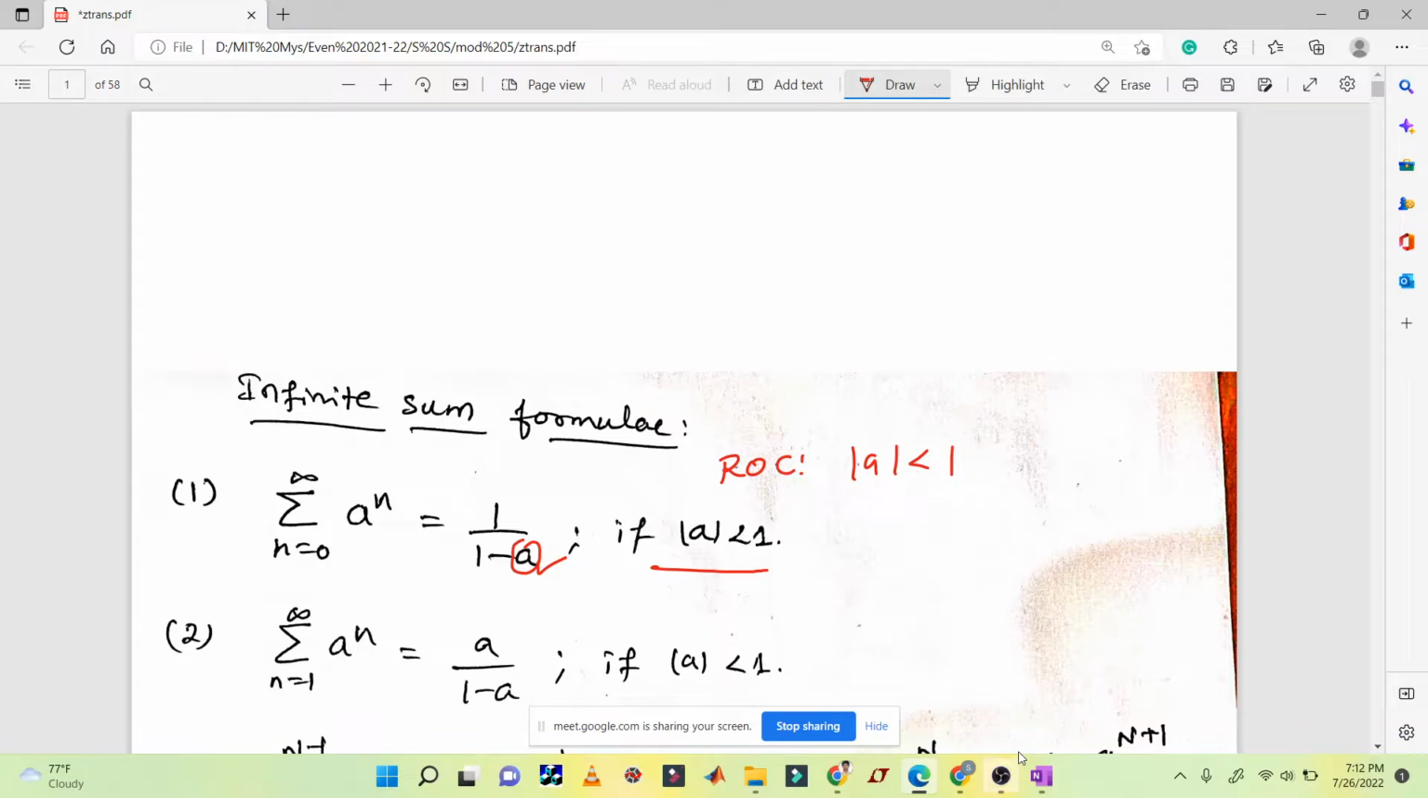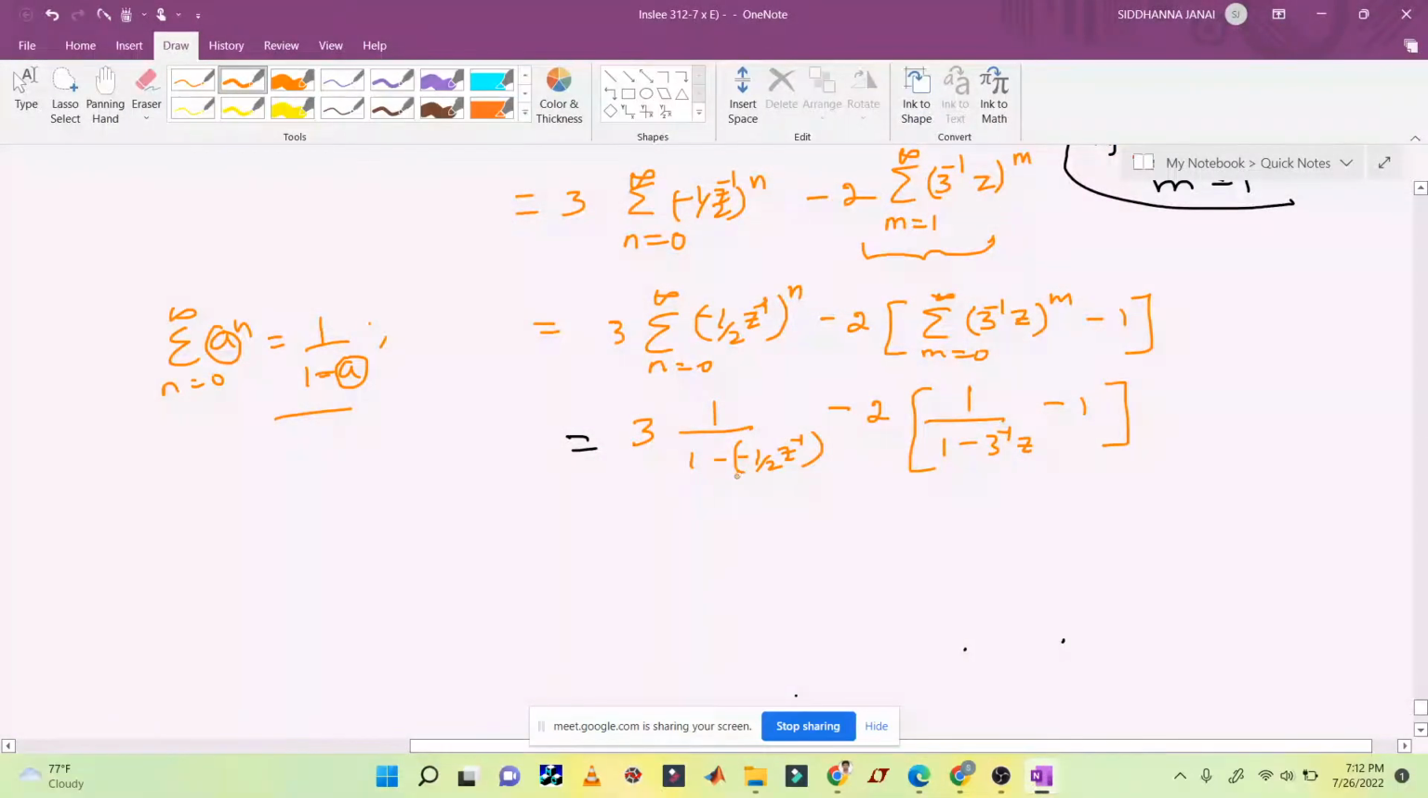Okay, so using this rule only we have to deduce. So what we have to deduce? First let me rewrite this as 3 divided by 1 plus 1 by 2 z inverse, minus 2 divided by 1 minus 3 inverse z minus 1. Okay, this is the answer we have. In that, this is one ROC, this is another, this is another. So this ROC is the entire z plane.